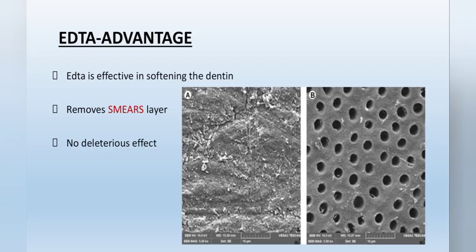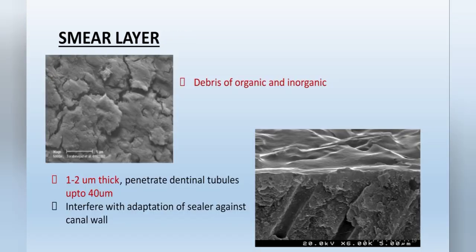Now, EDTA advantage. EDTA is effective in softening the dentin. So loose debris gets softened. It removes the smear layer, with no deleterious effect. What is the smear layer? It is a debris of organic or inorganic components, 1 to 2 millimeter thick, which penetrates dentinal tubules up to 40 micrometer, and it interferes with adaptation of sealer against the canal wall.